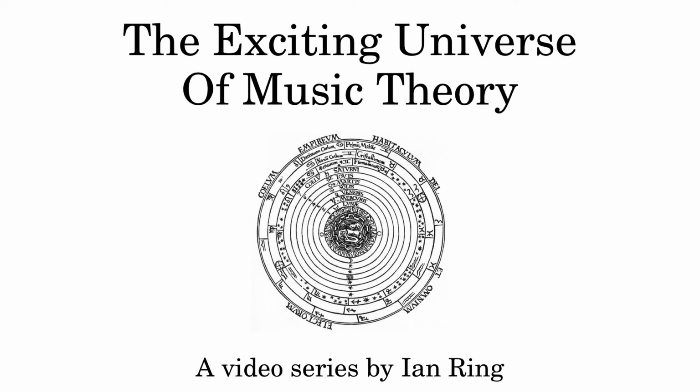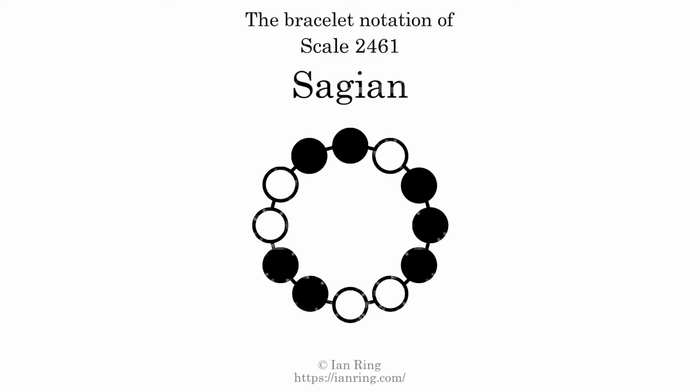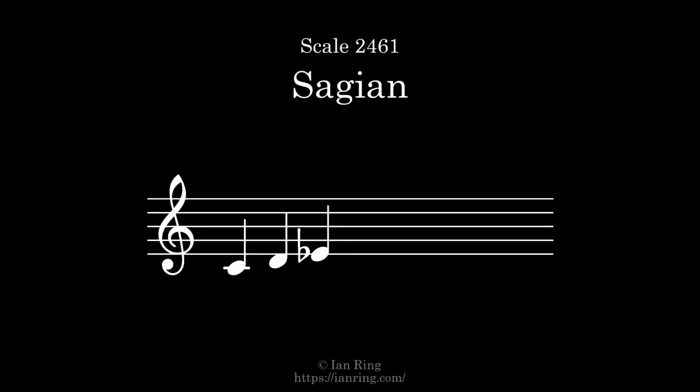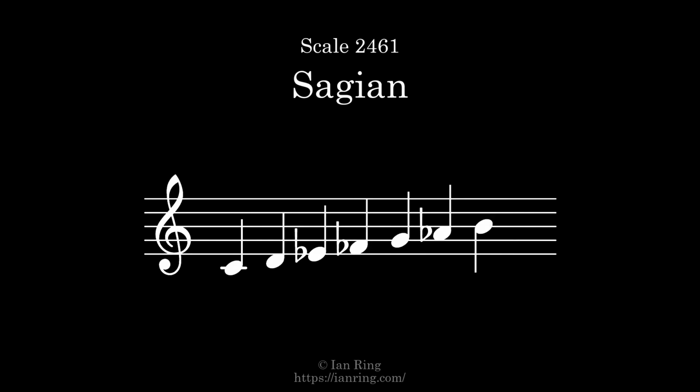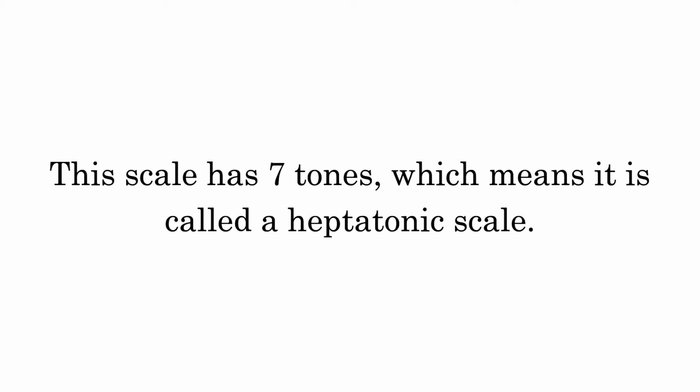Welcome to the exciting universe of music theory. Are you ready to learn? Then let's begin. Today we will talk about scale 2461, Sagian, which sounds like this. This scale has 7 tones, which means it is called a heptatonic scale.